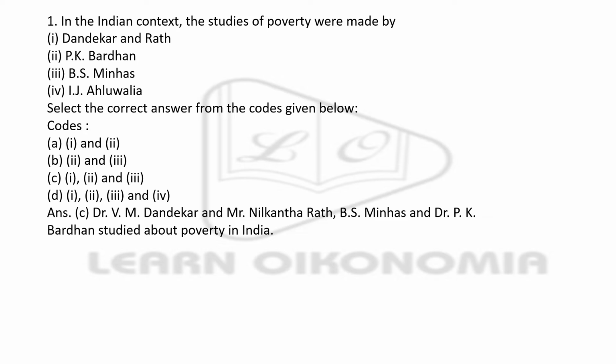For example, take option A, where you have the first and second names: Dandekar and Rath, and Bardhan. These are the two names given in option A. Now compare option A with option B. In option B, you have the second and third names, that means Bardhan and Minhas. Here the name Bardhan is repeatedly asked in option A as well as in option B. Now compare options A and B with option C. Here you can see that you have the name Bardhan in option C as well.